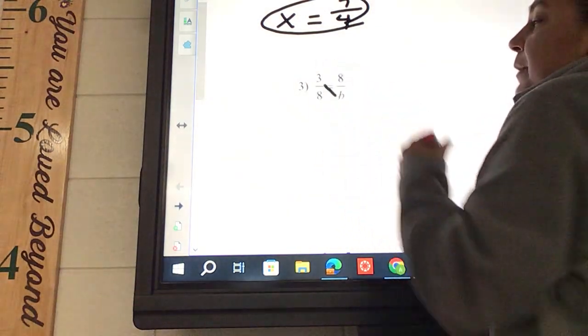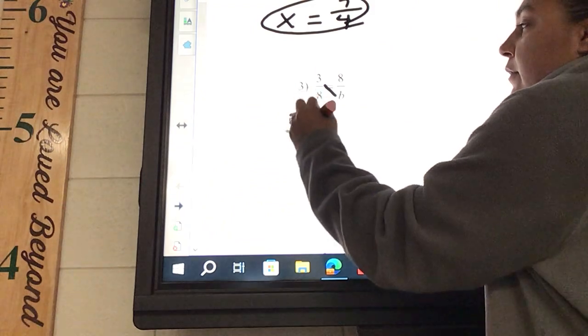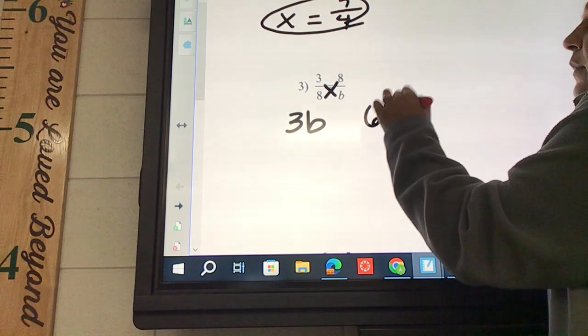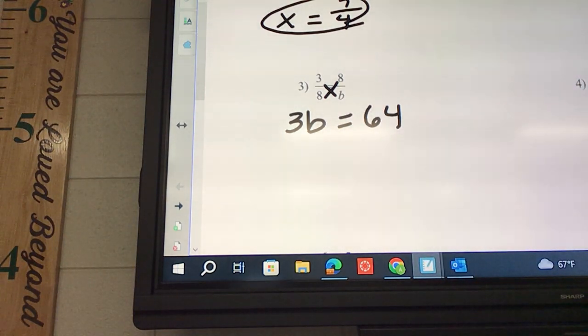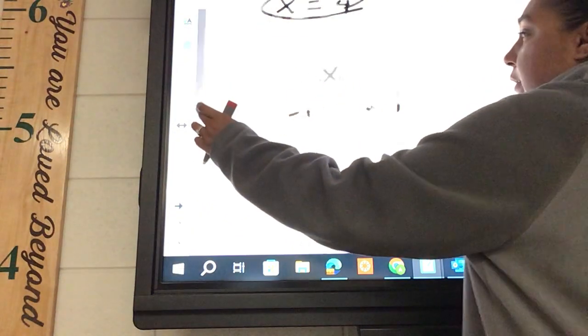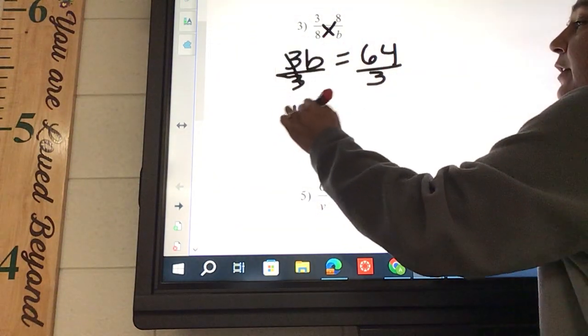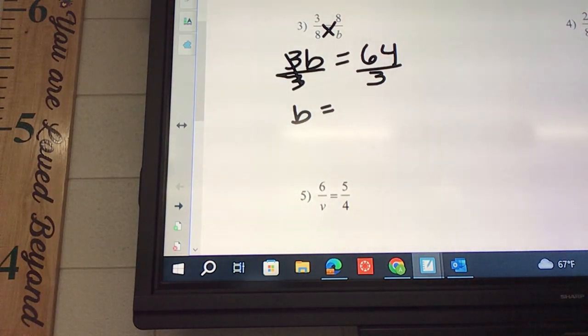Okay, so 3 times b is 3b. 8 times 8 is 64. Then we're going to divide by 3. That would be 64 over 3. Some are going to reduce, some are not. That's why the calculator is helpful, but you can do it by hand. What is 64 divided by 3? It's 64 over 3 still.